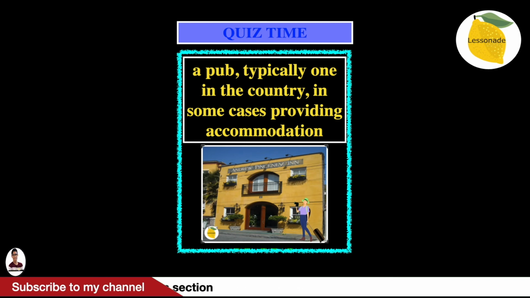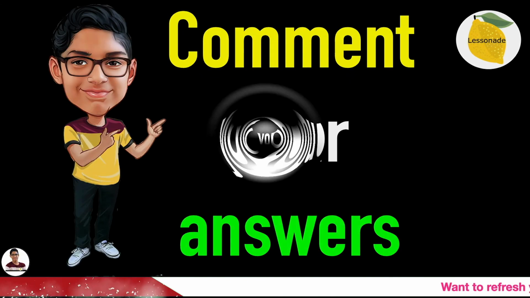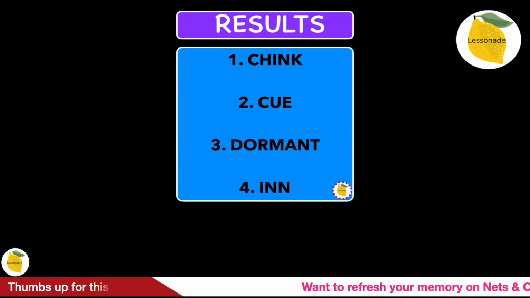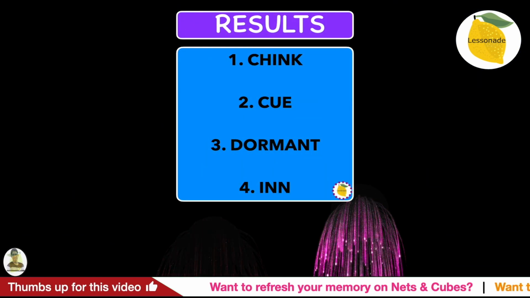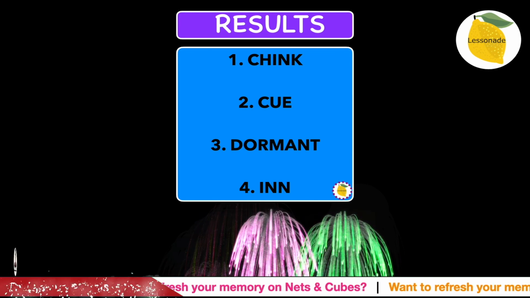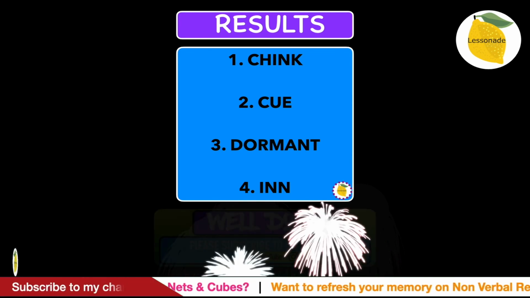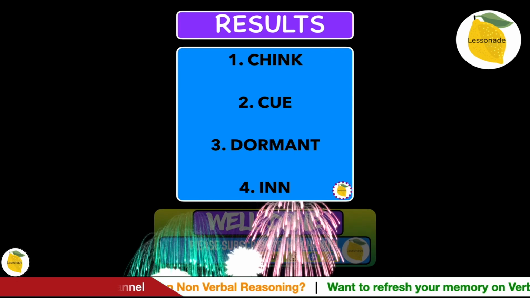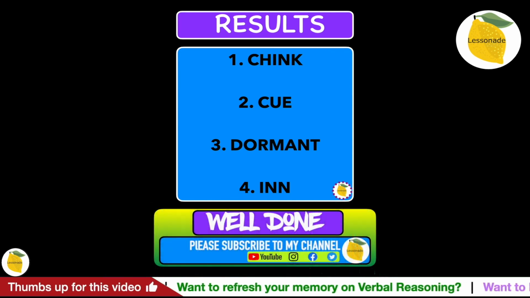Now, that's all 4 questions done, so let's have a look at the results to see how well we have done. And here are the results. So question number 1 is chink, question number 2 is cue, question number 3 is dormant, and our final question, question number 4, is inn. So well done for attending the quiz, and I hope you got all right.